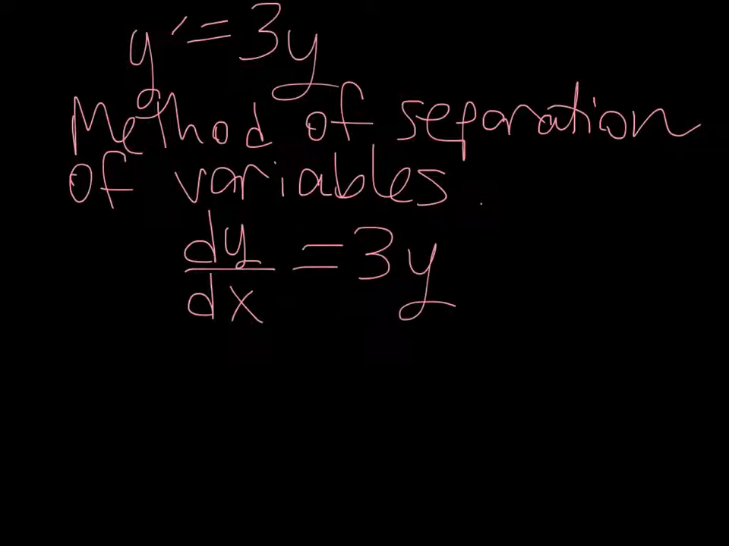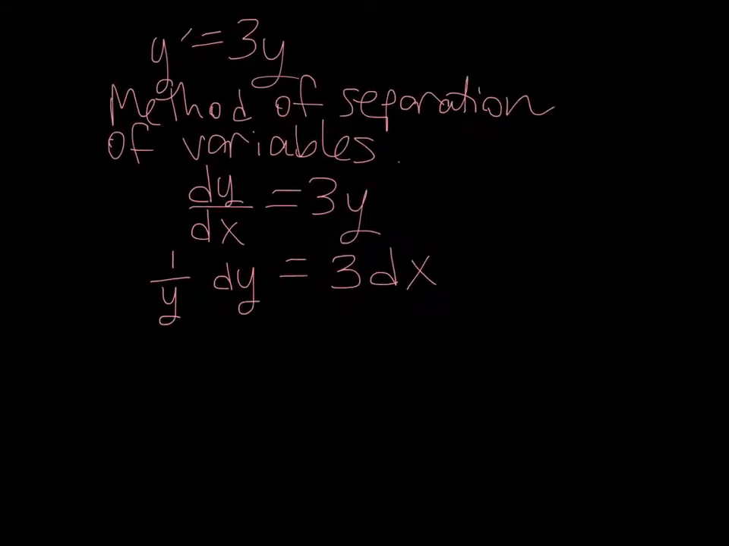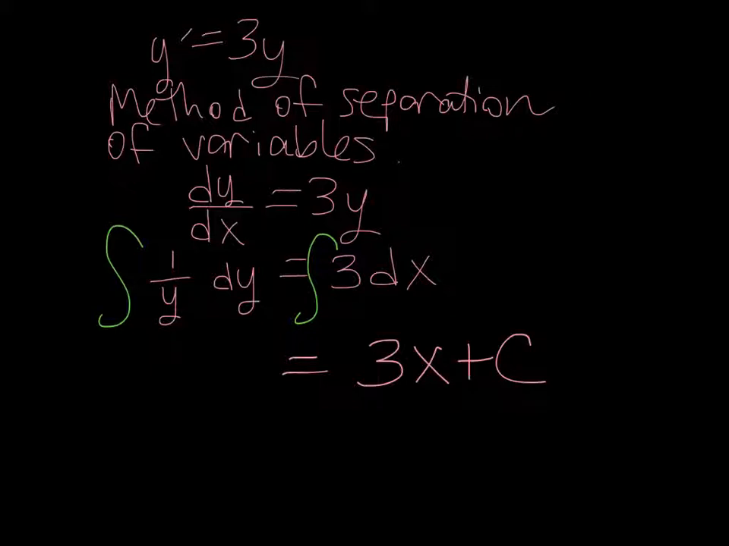I'd like to put all the y's on the left and the x's on the right. So this becomes 1 over y dy is equal to 3 dx. Take a look at that and see what I did. I multiplied both sides by dx and I divided both sides by y. And now that I've separated the variables, I can take that equation and integrate both sides. Let's do the right-hand side first. The integral of 3 dx is 3x plus a constant. And on the left side, the integral of 1 over y dy is ln of y, also plus a constant, but I only have to put the constant on one side.